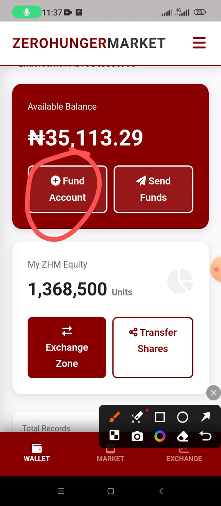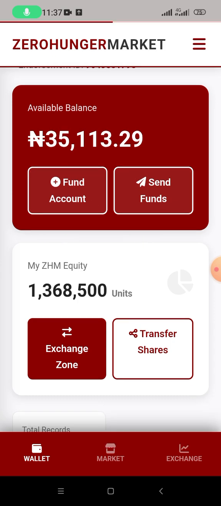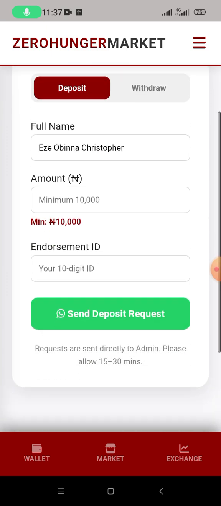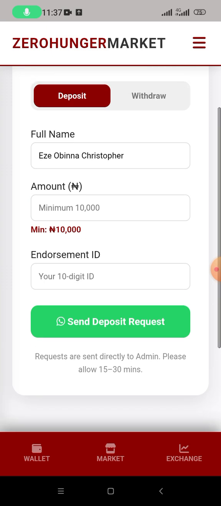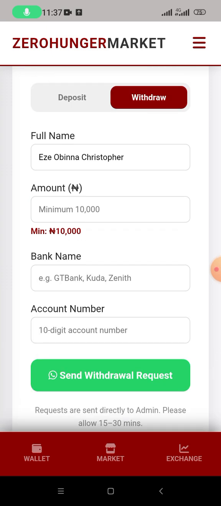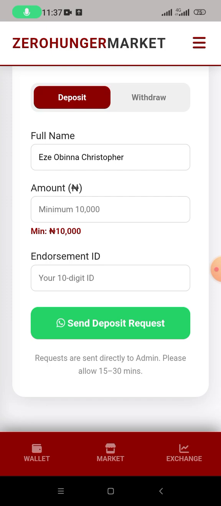Once you have realized that this is an agent and he helps you activate an account, he can also help you to fund your account by sending funds. Once you provide him with your endorsement ID, he can send funds to fund the account. But charges might be involved in this case. To fund the account here, you click on fund account. If you're funding here, the minimum is 10,000 naira. But through an agent, you can even fund the account with 100 naira or 200 naira. That is step 2. Here, you also make withdrawals. So that is all about funding accounts.